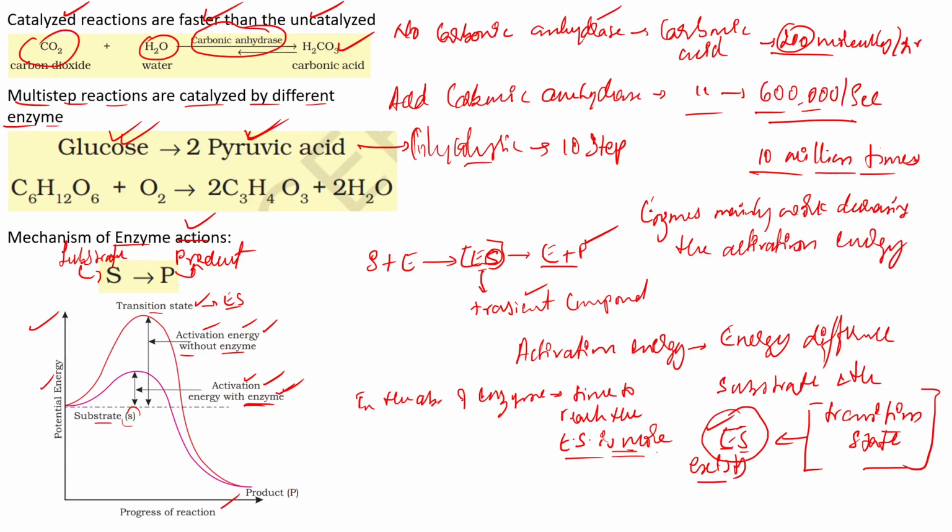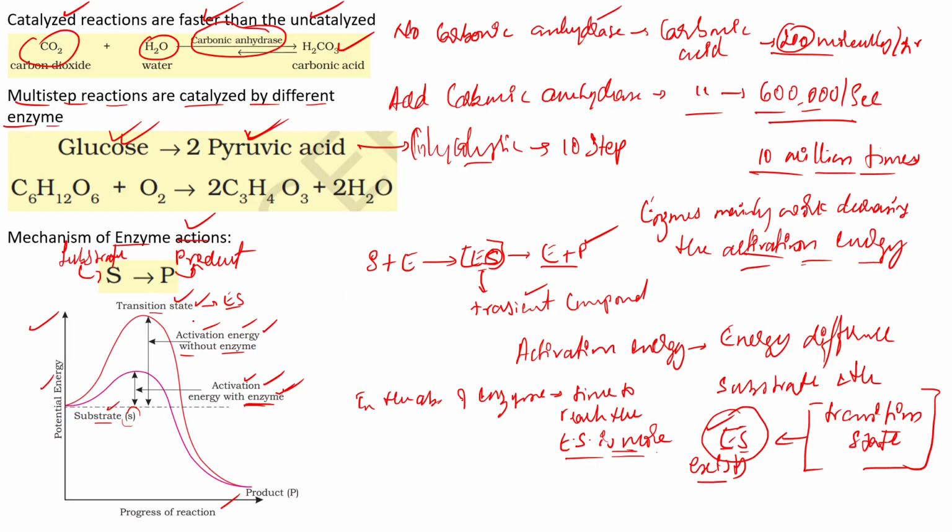Okay, or we can even say lowering the activation energy. They bring down that activation energy. So enzymes mainly work by lowering or decreasing or bringing down the activation energy. And we know what activation energy is. It is the energy difference that exists between the substrate and the transition state.